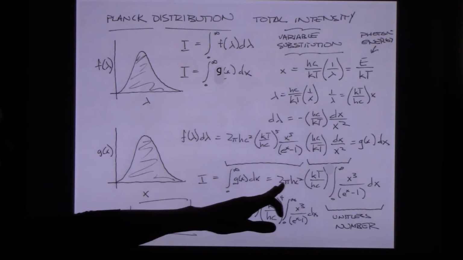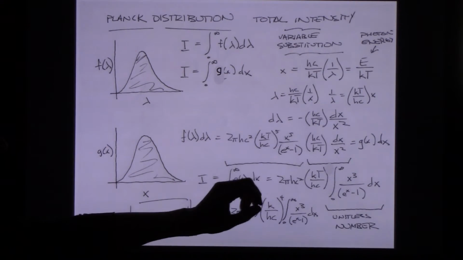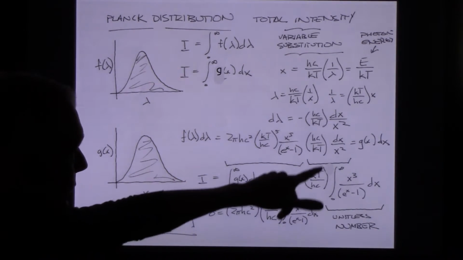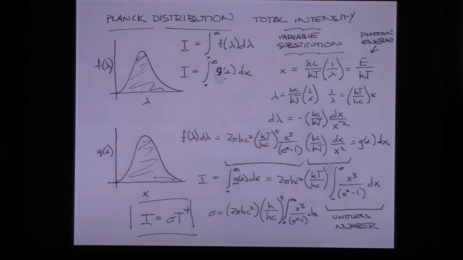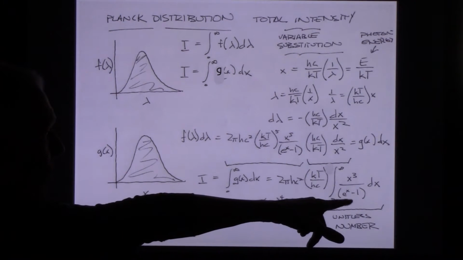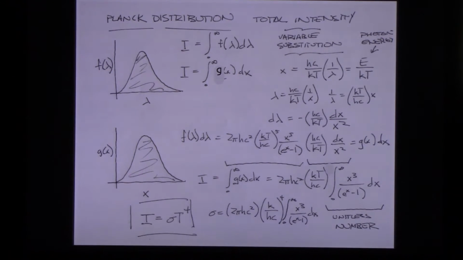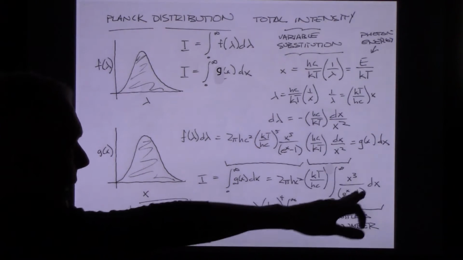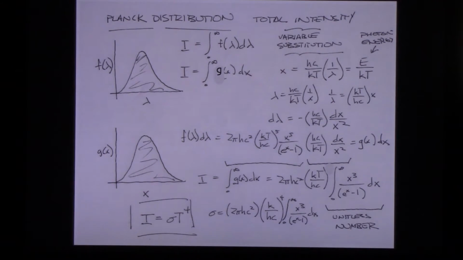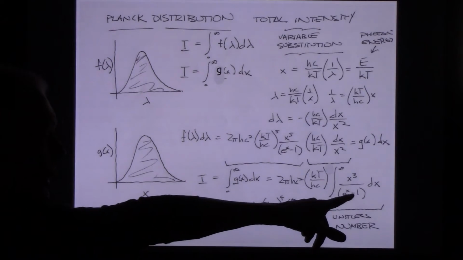Once I've brought out all the physical constants, what I'm left with is an integration in terms of x. Now that's x to the third over e to the x minus 1, integrated from 0 to infinity dx. Now I can carry out that integration, and that's fine. But even before I carry out the integration, I can already say that in some sense the problem has already been solved, because this integration has no temperature dependence in it. This is just a number.